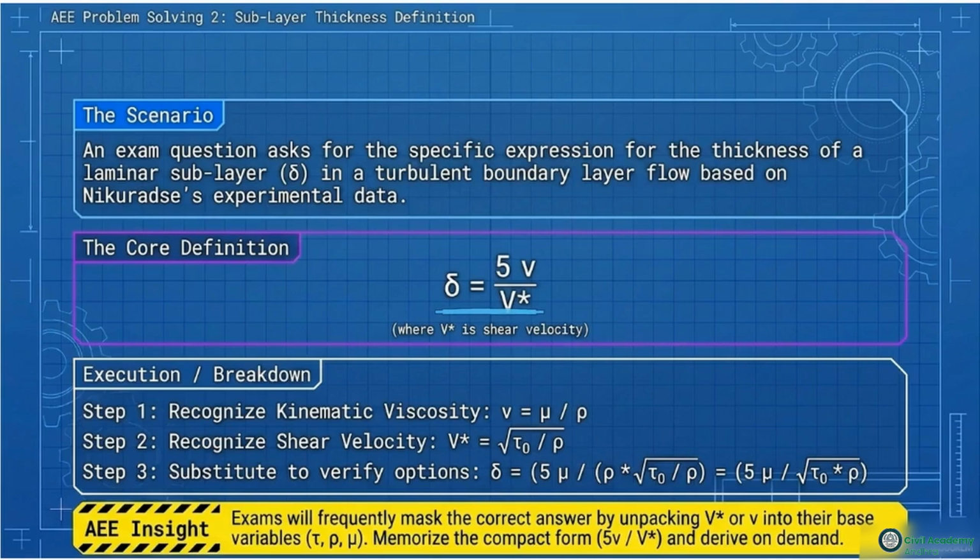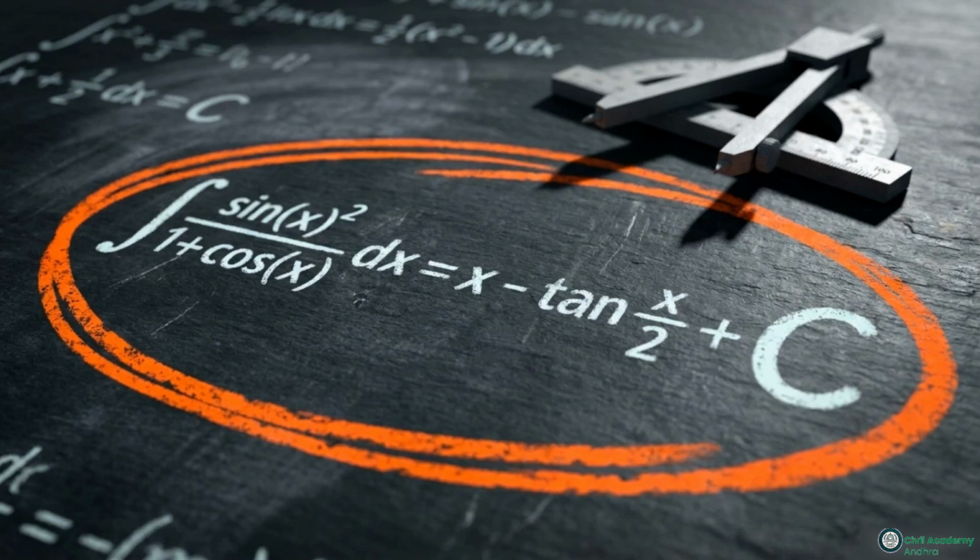First, you must unpack kinematic viscosity into dynamic viscosity over density. Next, you unpack the shear velocity into the square root of shear stress over density. By performing the algebraic substitution, you reveal the complex final expression that actually appears in the multiple choice options. Knowing how to unpack these base variables prevents examiners from hiding the correct answer behind complex algebraic variations.